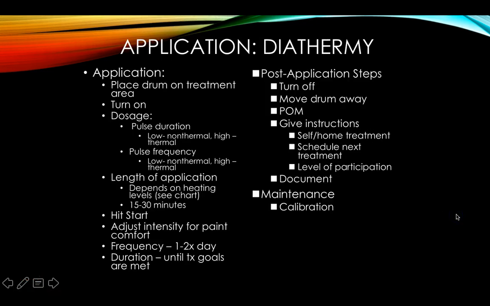So then application, again, place the drum, turn it on, set your dosages, so your pulse duration, your pulse frequency, and/or your output intensity, your power. One of those you'll get to set. So again, if non-thermal, we're trying to do low pulse durations and low frequencies, low power outputs. For thermal, we want high durations, high frequencies, high power outputs. So it just depends on your machine which of those three you'll get to set. Length of application is going to depend on your heating levels, but it's usually 15, 20 minutes, up to 30 minutes. You would again be asking the patient about the warmth that they experience.